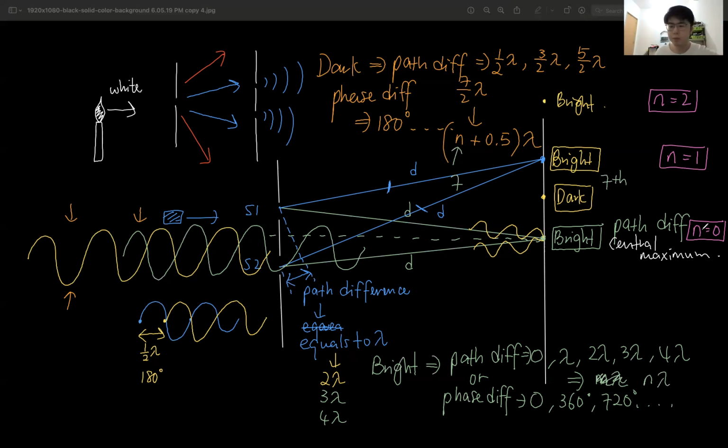If it's 0, the central maximum. So this one n is 0. This one 0.5. This one 0 is actually referring to the one next to it, the dark fringe, because the central one is the bright. It could be this dark or the dark down here. This one and this one, their path difference is half a wavelength. So when you put 0 here, you get 0.5 here.